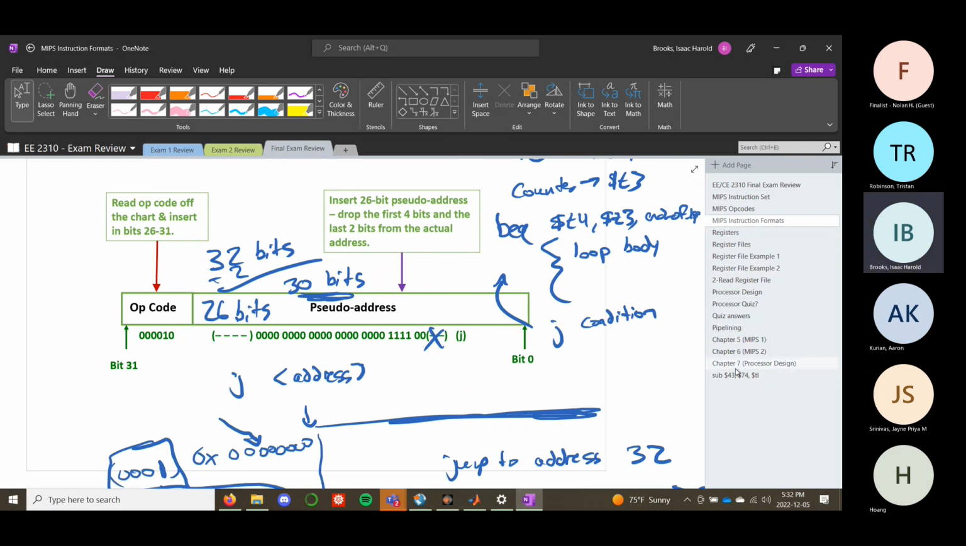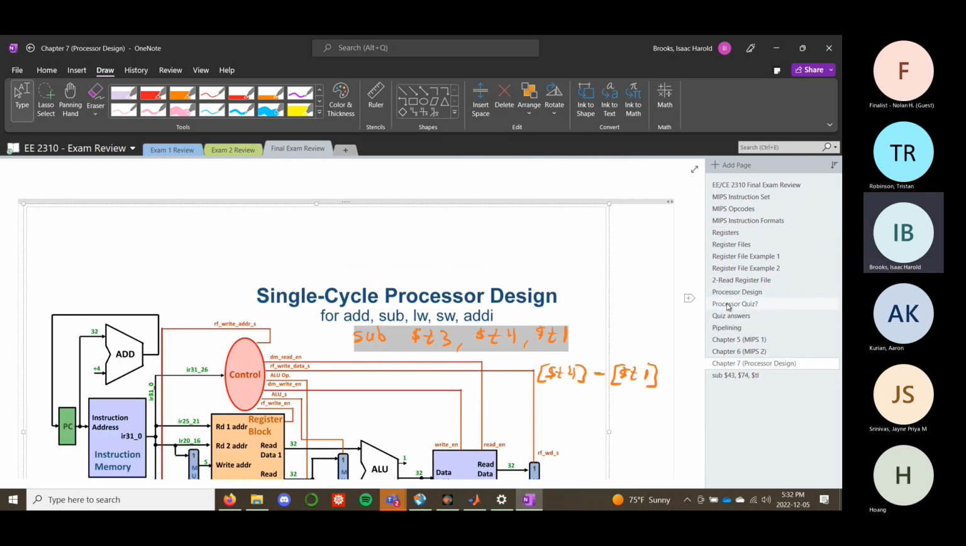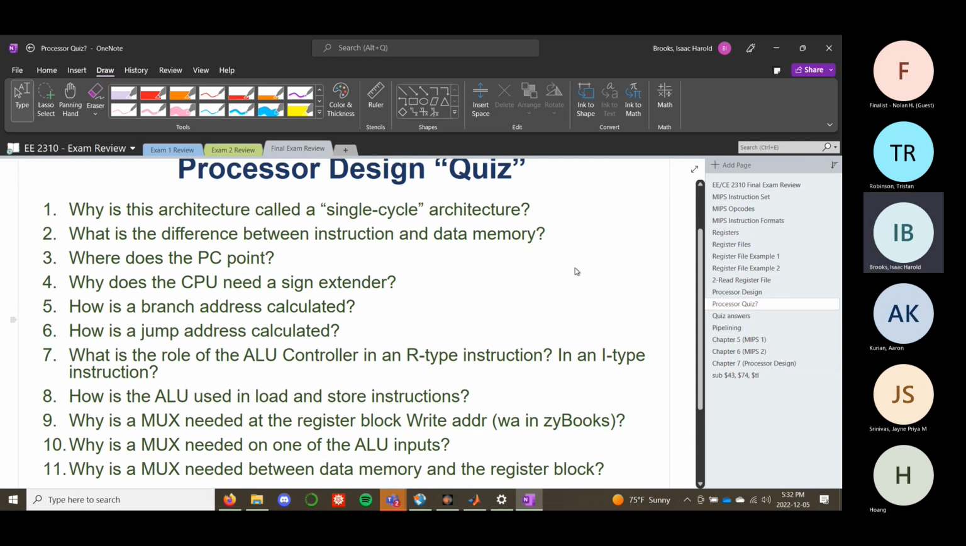Any other questions on processor design? Did you guys look through this? This was in the slides that Dr. Cook sent me. Have you guys gone through this? Okay, so let's talk about some of these because these might be questions on your exam. I don't know, but they're definitely good things to know. So why is this architecture called a single cycle architecture?